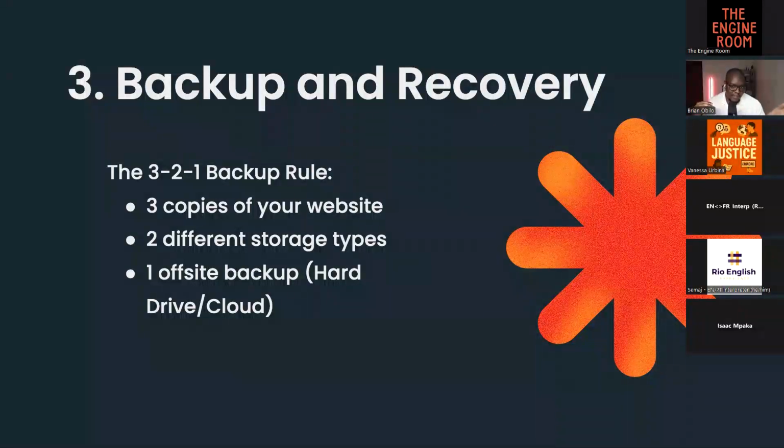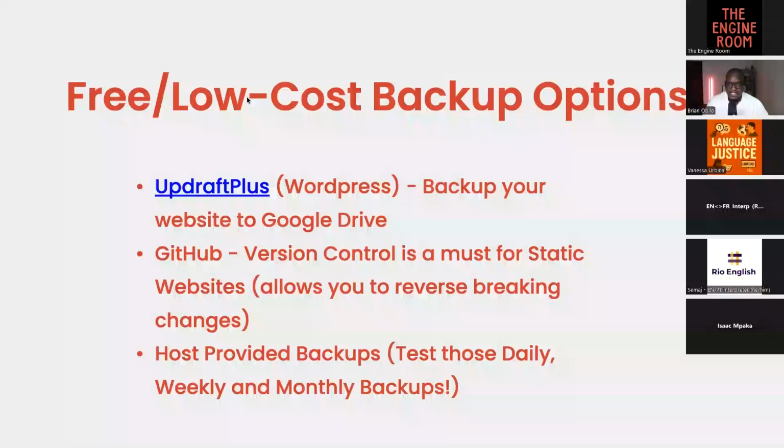So having one offsite backup. If you're an organization that works in person, maybe your cloud would be your offsite backup. Or if you're a remote organization like us, then maybe the hard drive would be the offsite backup. And as I mentioned, an easy way to do this for WordPress is UpdraftPlus, which is undoubtedly amazing. They have an amazing free tier. So if you don't have a backup of your website and it runs on WordPress, just go ahead and install this plugin right away.